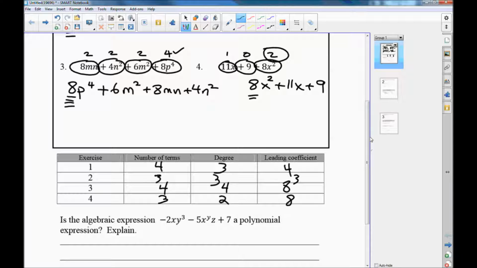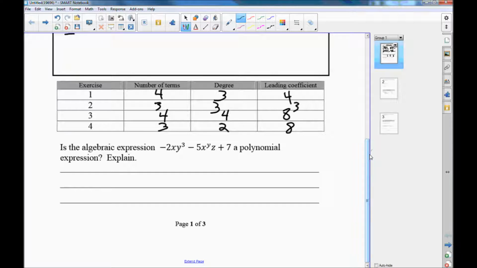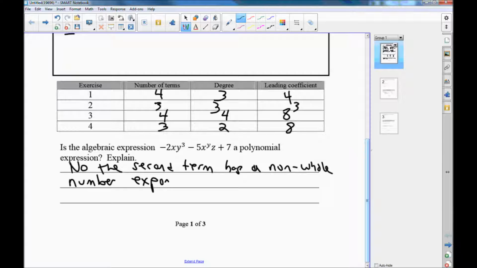Okay. All right, on the bottom here, is the algebraic expression negative 2xy cubed minus 5x to the y power z plus 7 a polynomial or not? And this would be no. The second term has a non-whole number exponent. Okay. In this case, the exponent on the x is a y, and that's not allowed.